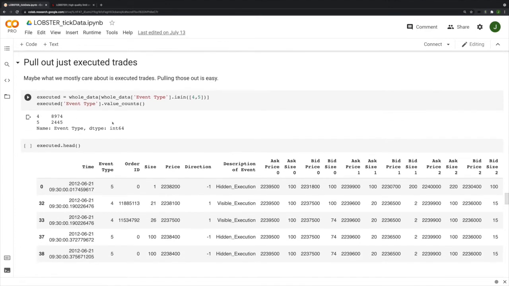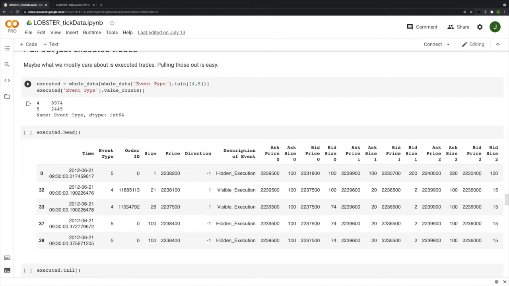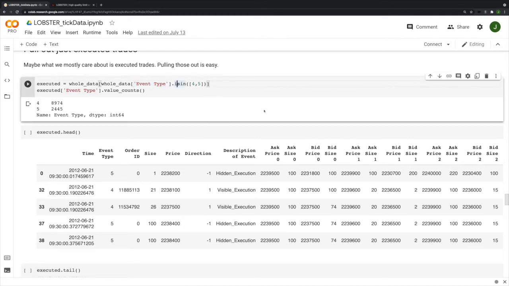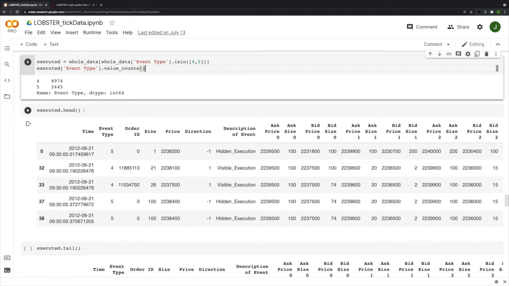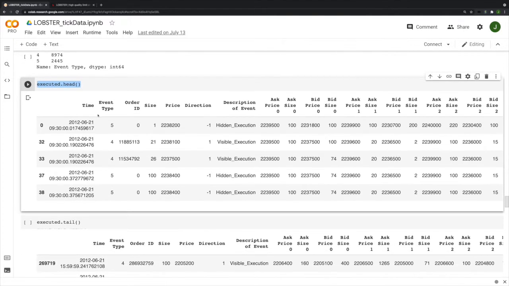Now, if we want to just pull out the executed trades, this is actually easier using the numeric event type, rather than the description of the event. So if the event type is in 4 or 5, 4 is a visible execution, 5 is a hidden execution. So we're just going to pull out the executions out of this whole data frame, and we're just going to look at the head of that one.